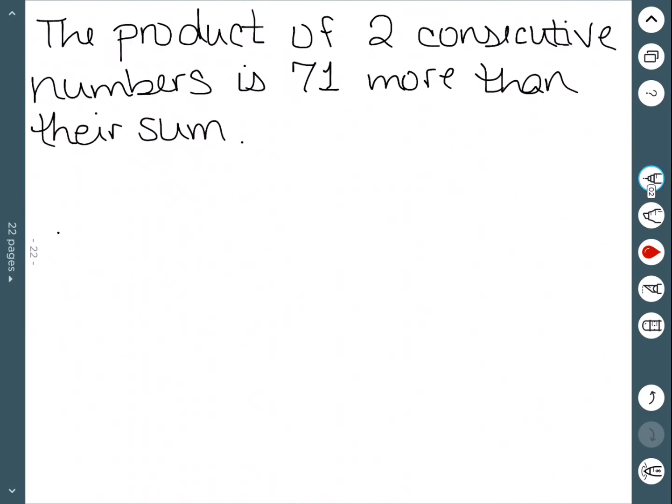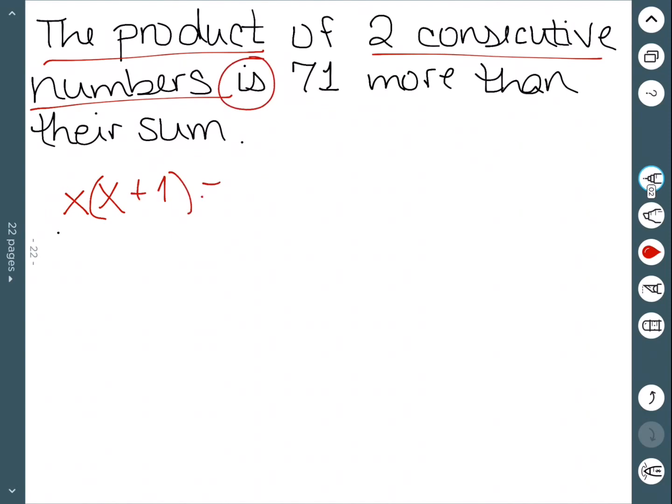For this one, the product of two consecutive numbers is 71 more than their sum. So once again, let's take it piece by piece. The product tells us we're going to be multiplying something. Two consecutive numbers means I'm going to be multiplying x by the next number, x plus 1.